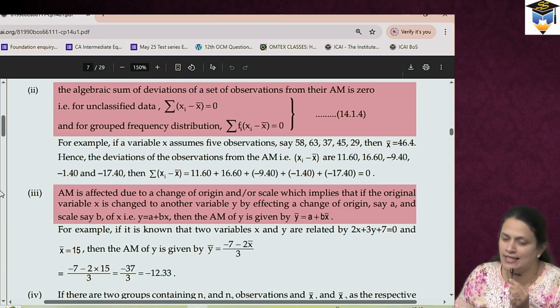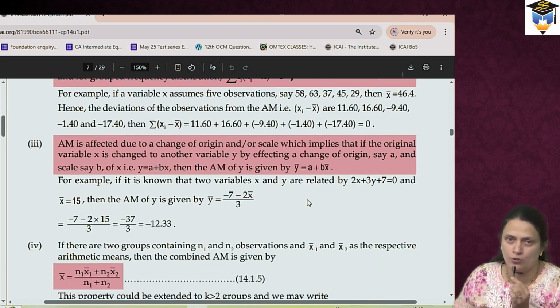So here they have given us an example. Suppose there are two variables x and y, and the equation is given to us as 2x plus 3y plus 7 is equal to 0. Also, x bar is given to us as 15. Then you have to find out the arithmetic mean of y. So how do we find out? Y bar is equal to a, that is the formula. What is the value of a in this case? Is it minus 7?